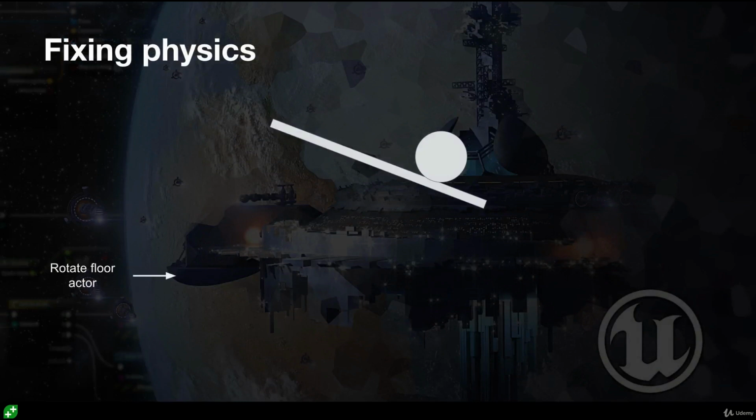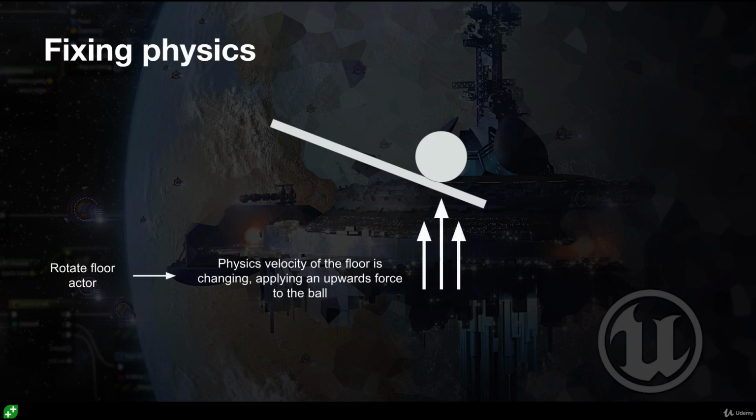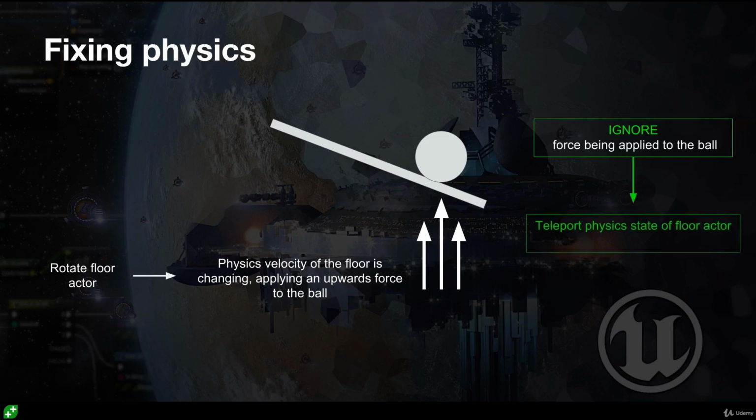Okay, it's saying that the physics velocity of the floor is changing. It's updating and it's applying an upwards force to the ball. So our floor is basically launching the ball upwards into the air. So our solution to this is to ignore the force being applied to the ball, and we can do this by teleporting the physics state of the floor actor.